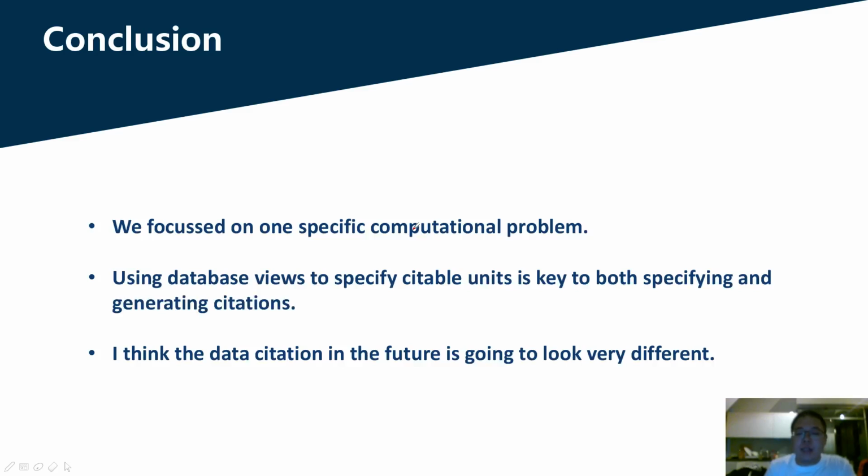I think data citation in the future is going to look very different. So we could think about a citation having 100s of authors, or perhaps 100s of citations, or the closure of citations. That's all of the influence, up to a particular piece of work.